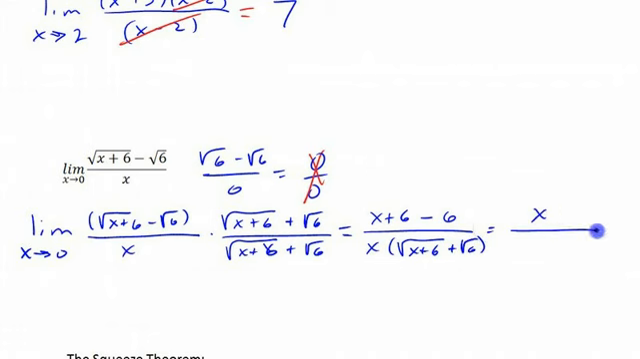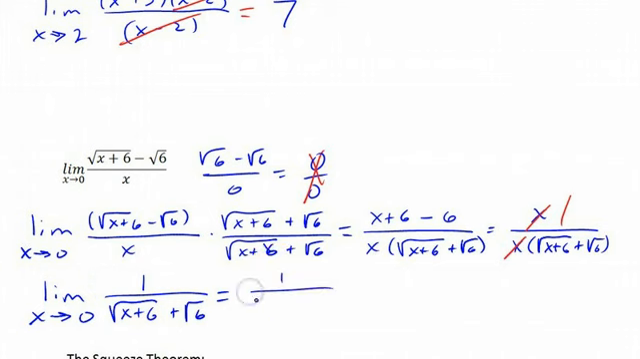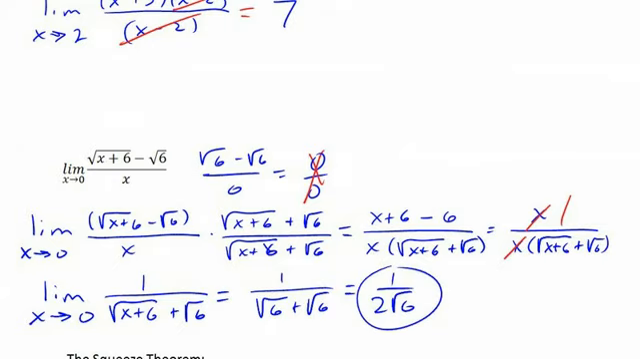And so on top, the 6's cancel. I have x. I think y'all can see where I'm going with this. Now I can cancel that x, and I'm going to take the limit as x approaches 0 of 1 over the square root of x plus 6 plus the square root of 6. And that's perfectly safe to plug in 0 for x now. We're going to get 1 over the square root of 6 plus the square root of 6, which is 1 over 2 root 6. So that's our answer.